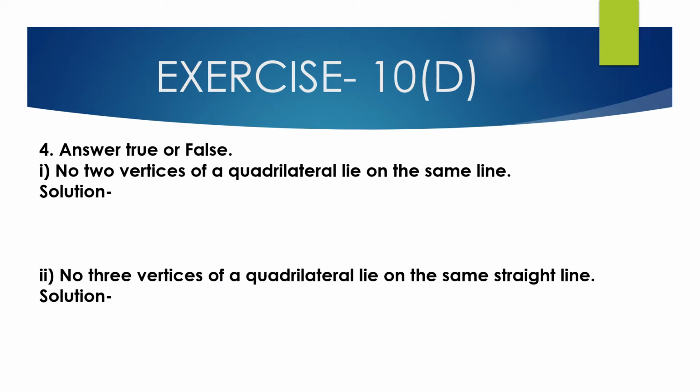Now we will solve question number 4. Answer true or false. First bit: no two vertices of a quadrilateral lie on the same line. This is false. No two vertices of a quadrilateral lie on the same line.